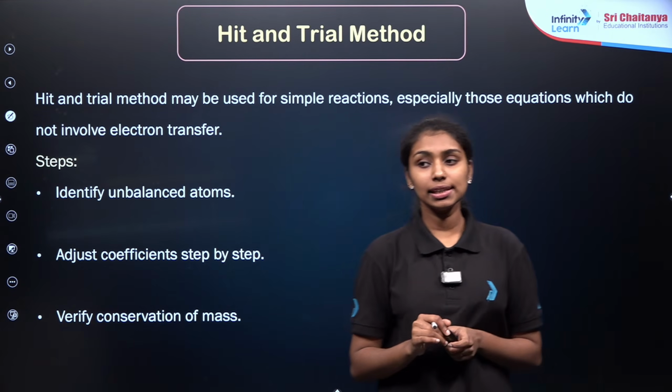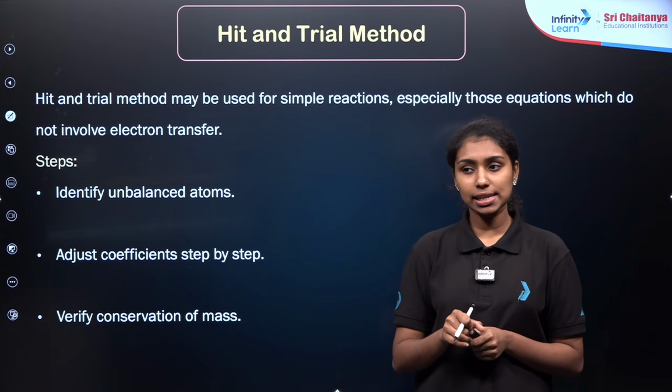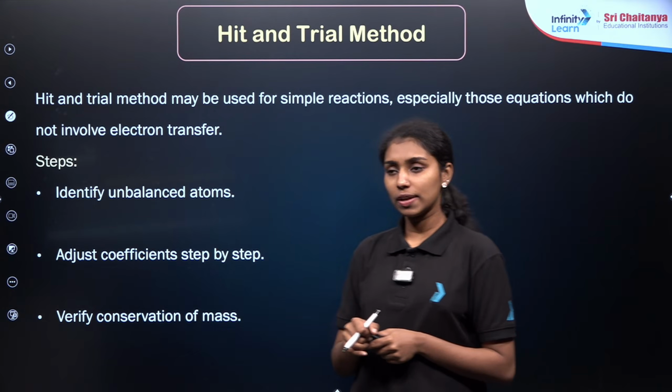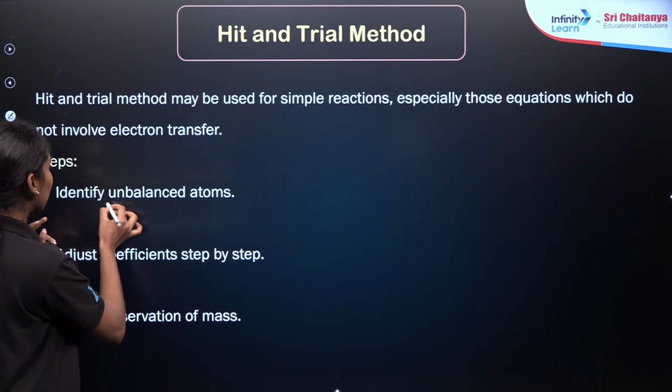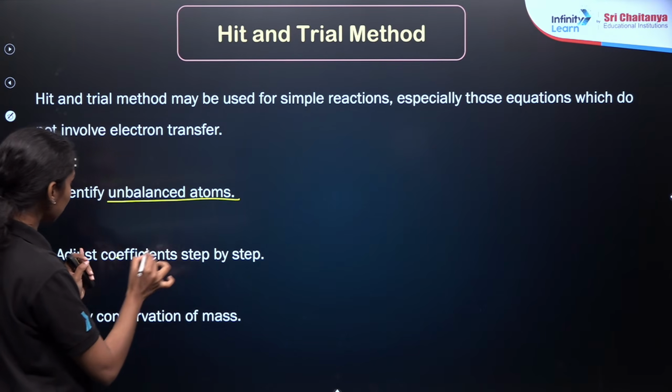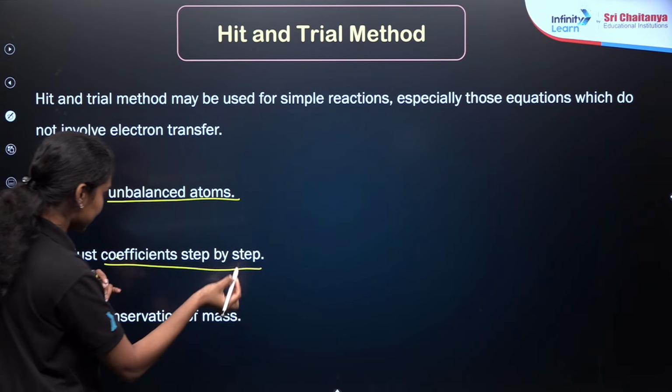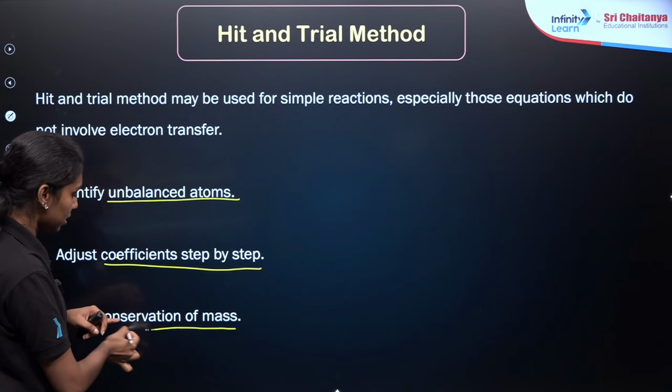Now how can we balance the chemical equation by using the hit and trial method? Maybe you have studied the hit and trial method. There is nothing to worry about. We can just identify the unbalanced atoms, then adjust the coefficients step by step, then verify the conservation of mass.